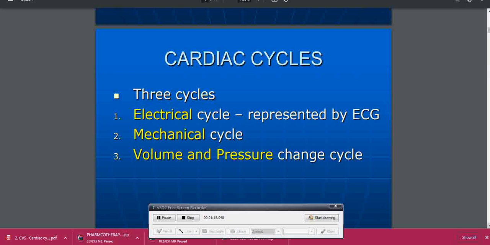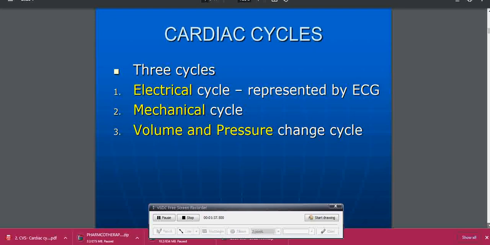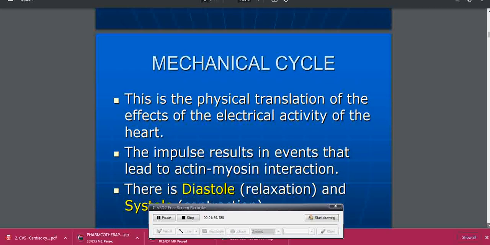There are three cycles that you need to know: electrical, mechanical, and volume and pressure. When you talk about the electrical cycle, it is always represented by the ECG, the electrocardiogram. Then the mechanical cycle, we'll check on that, also the blood frequency. We still have the volume and pressure change cycle. So let's start with the mechanical cycle.